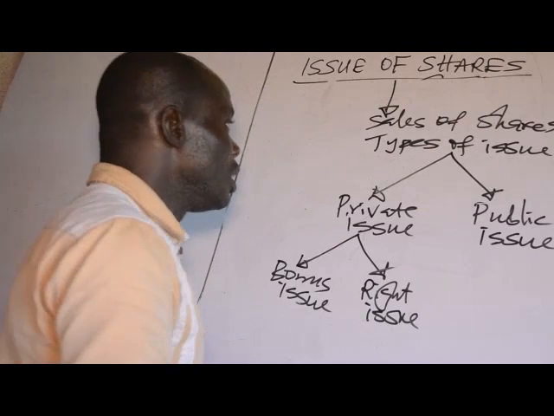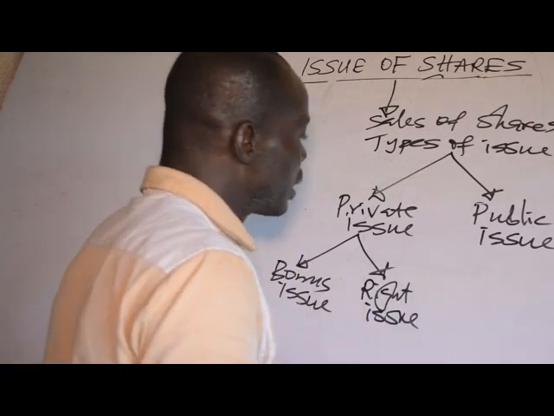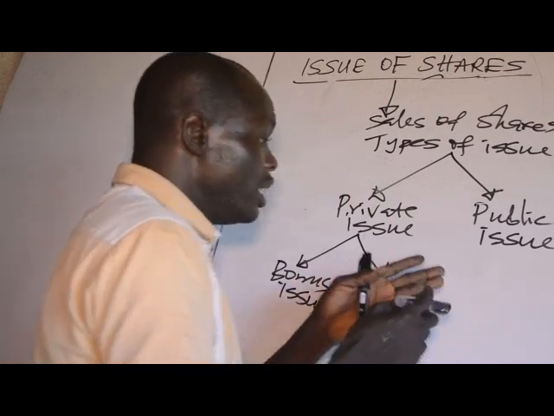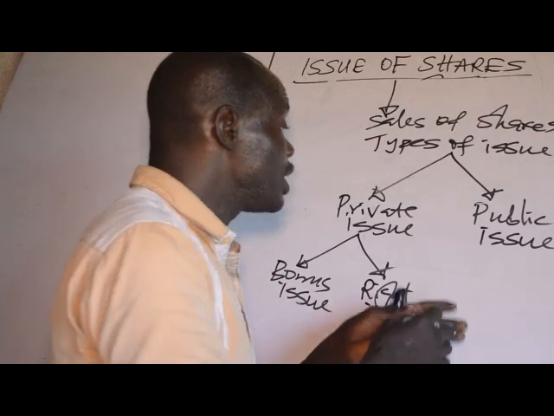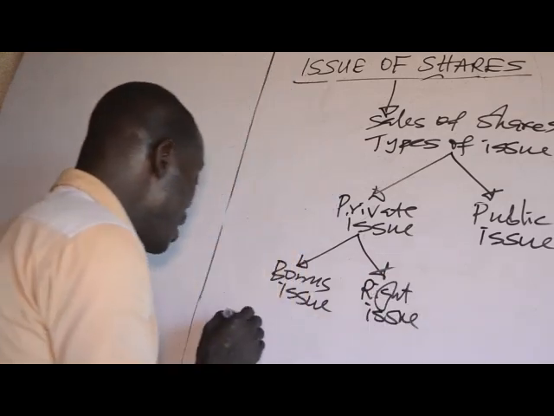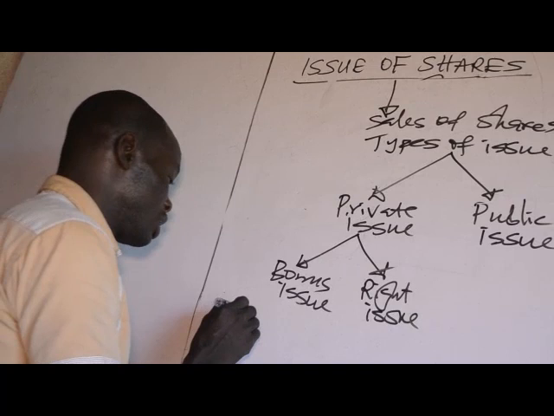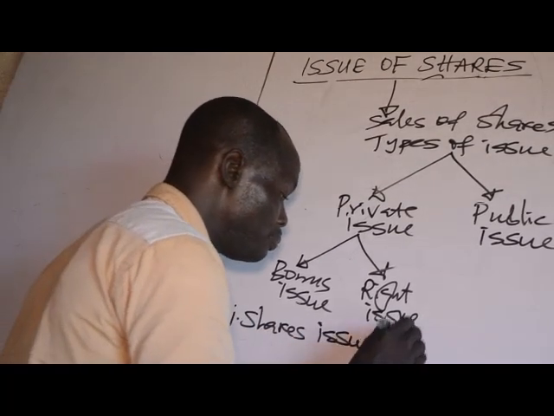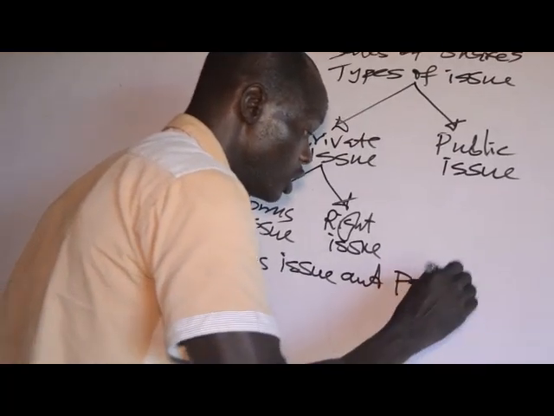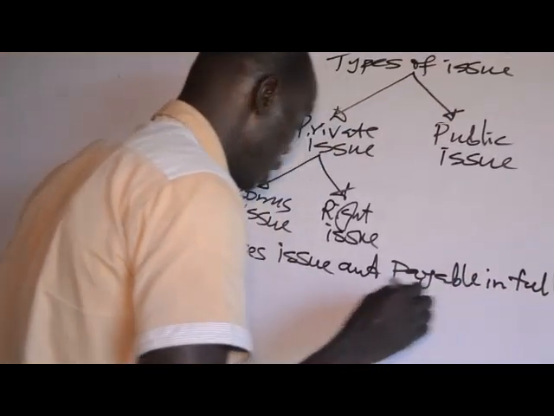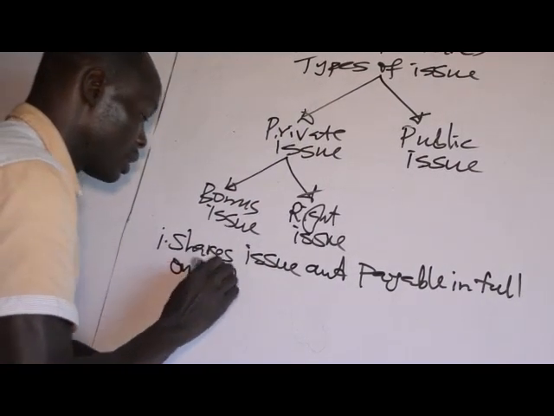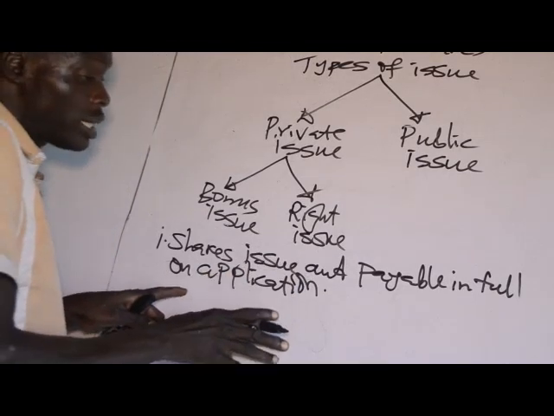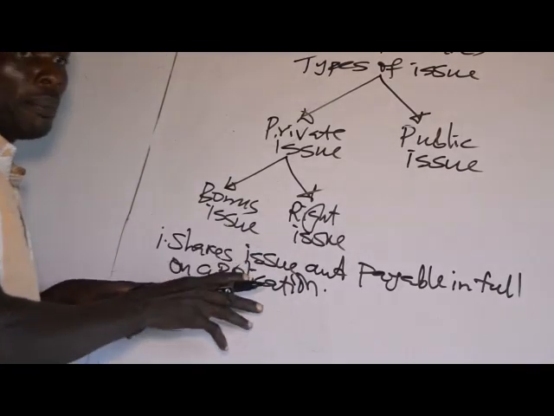Now, types of public issue. Shares can be issued in two ways. We have shares issued and payable in full on application, meaning that the entire proceeds of the issue of this type of shares will be paid during the application stage.